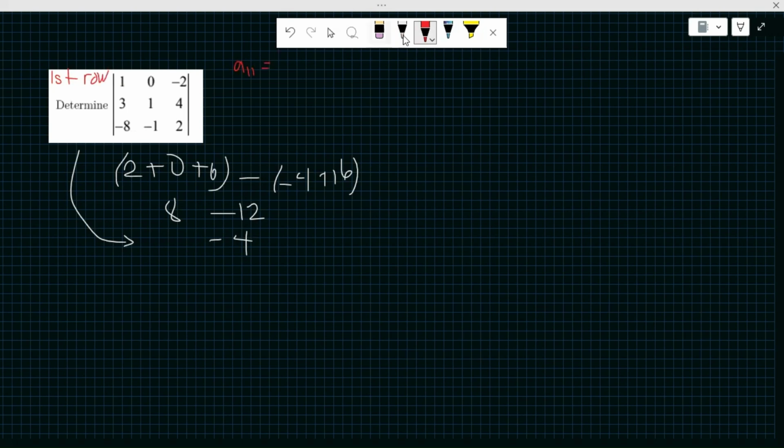So for A11, you will delete this, and you're left with these 4 numbers. And then let's not forget to add the sign. Your sign for this part is positive, since it's positive, negative, positive for the first row. And then we have 1 times 1 times 2, 2, minus 4 times negative 1, that's negative 4. So that would be 2 plus 4 is 6.